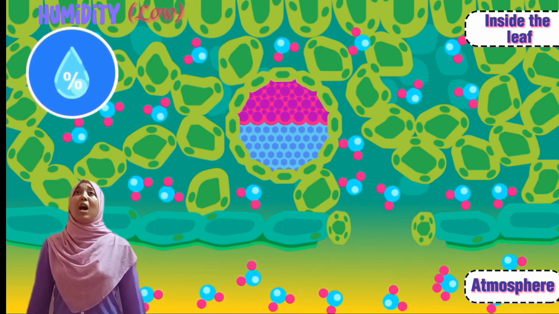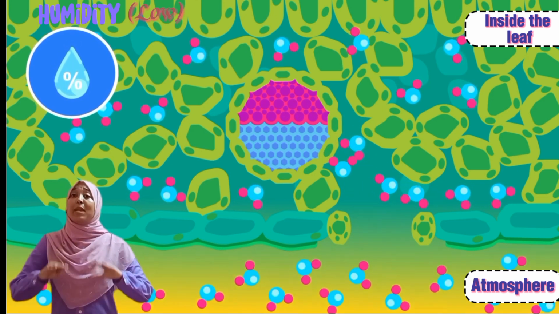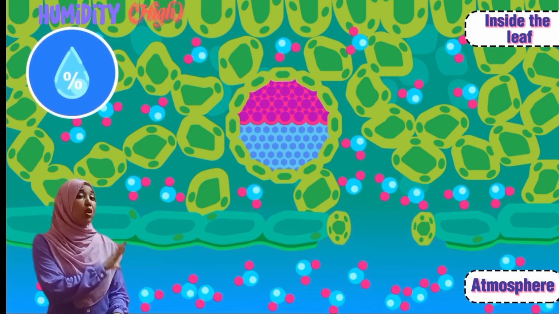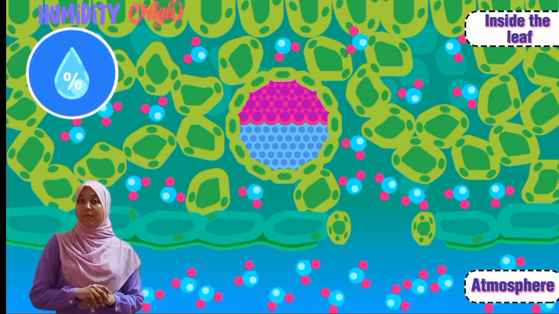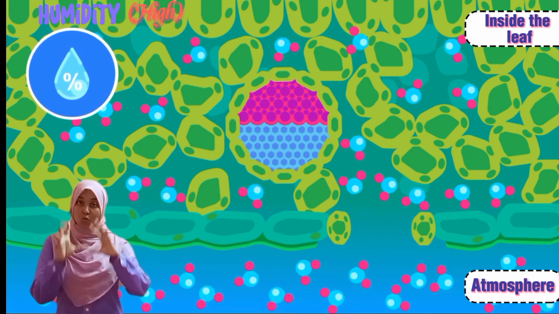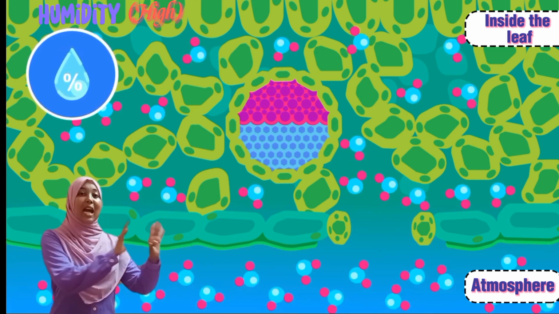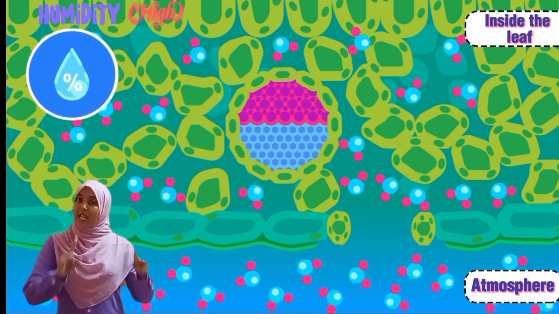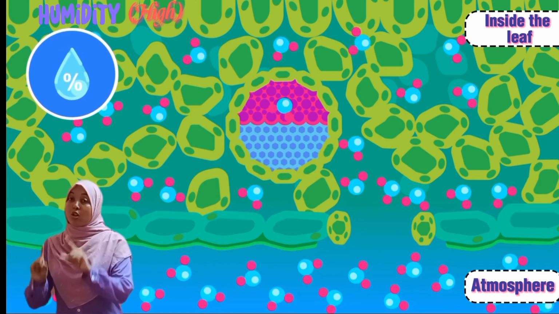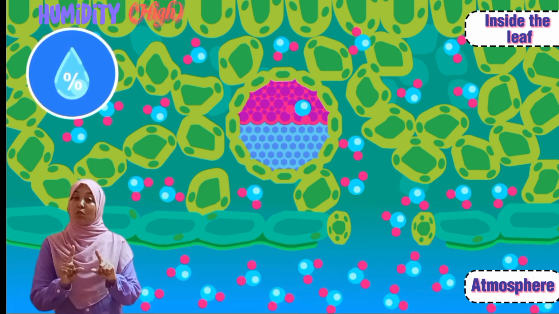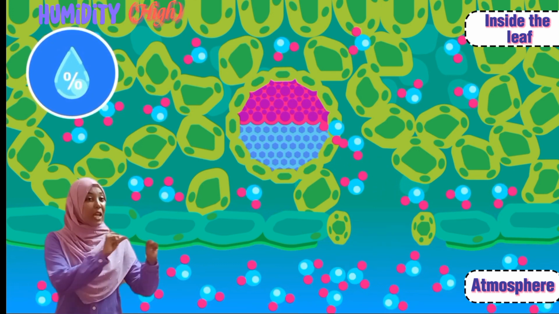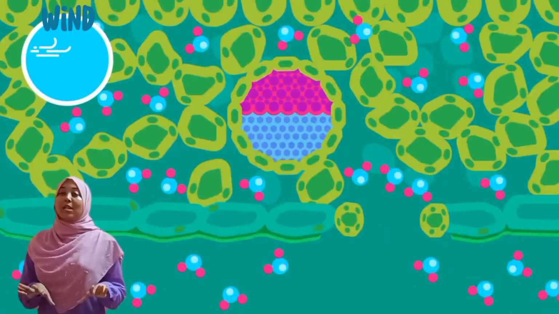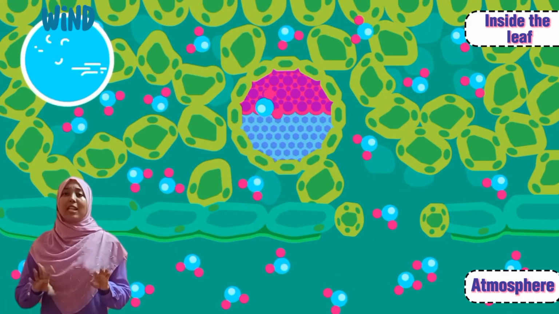But if you have a case whereby the humidity is high, that means that you're going to have a lot of water vapor in the surrounding. So that means you have a lot of water vapor within the leaf and outside in the surrounding. What happens to the saturation deficit? It is low. So a low saturation deficit means that the rate of transpiration is also going to be low. Our next factor is wind. Now, wind plays a very crucial role in transpiration.